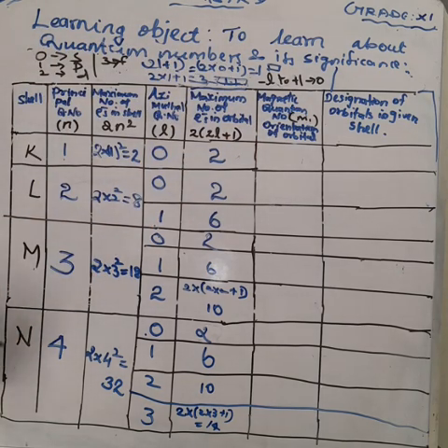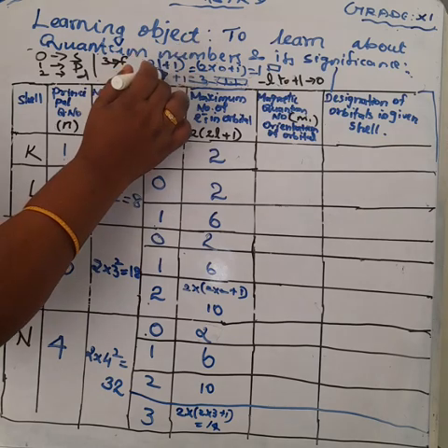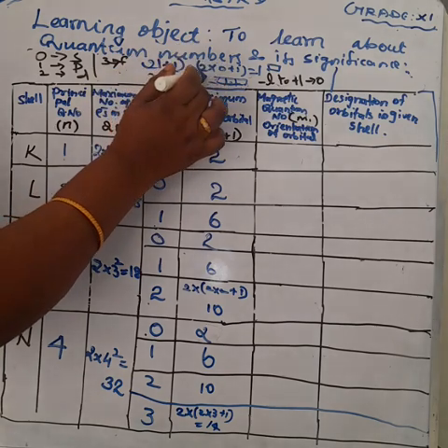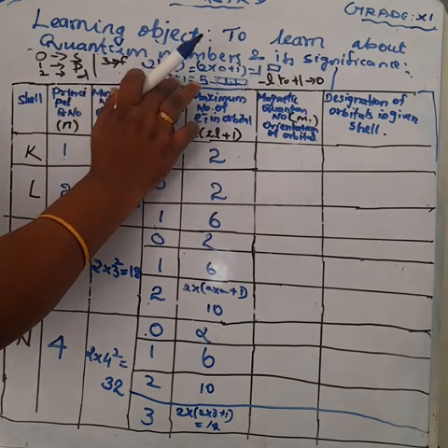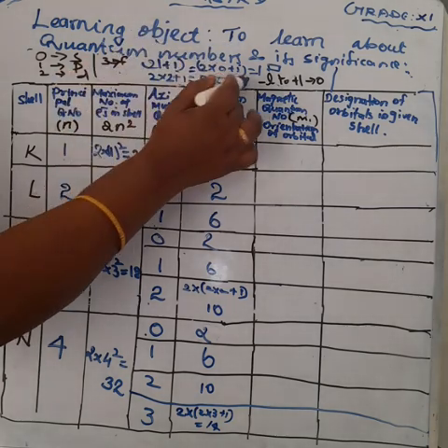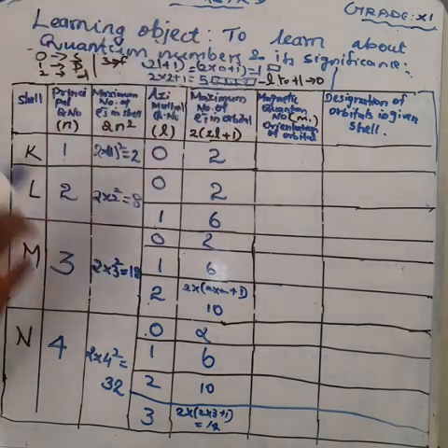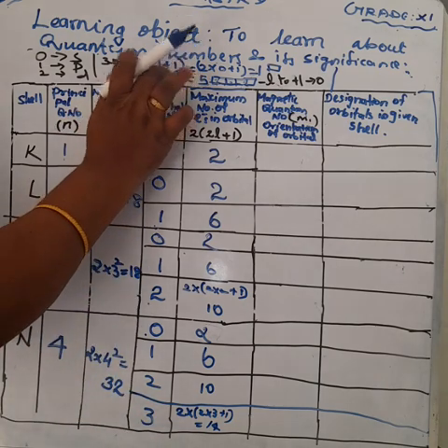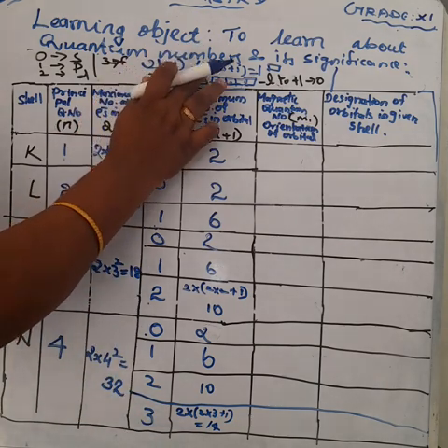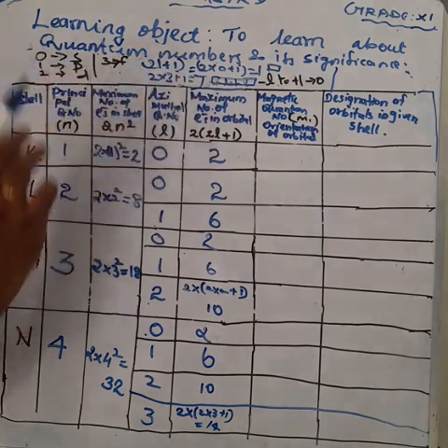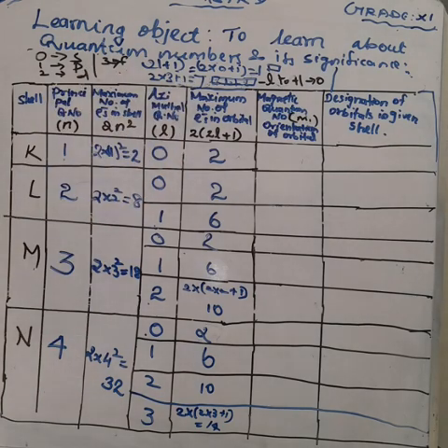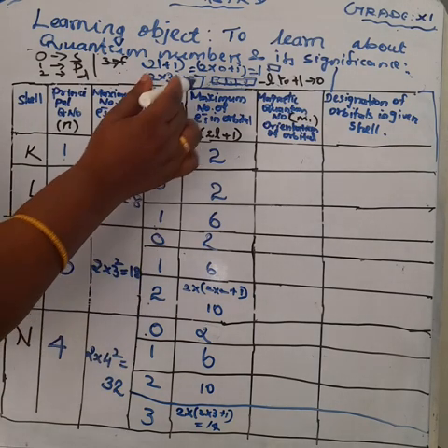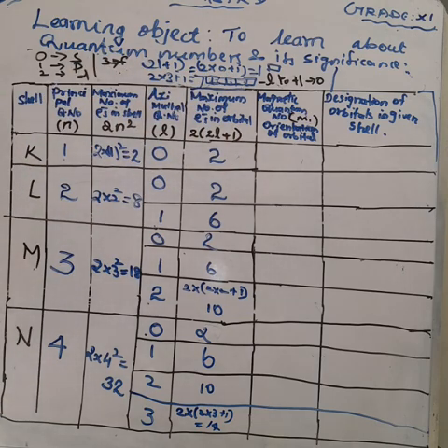And l is equal to 2 means the d subshell. How many orbitals are there in the d subshell? We use 2l plus 1 here, with l equal to 2: 2 into 2 plus 1, totally 5 orbitals. And for l equal to 3, which means the f subshell, how many orbitals are there? 2l plus 1 is equal to 2 into 3 plus 1, so we get totally 7 orbitals. These are about the number of orbitals.